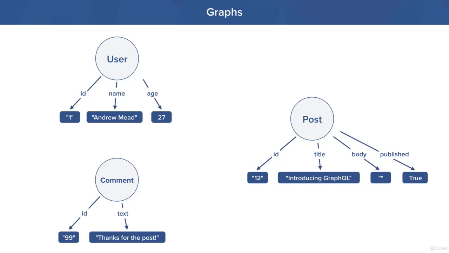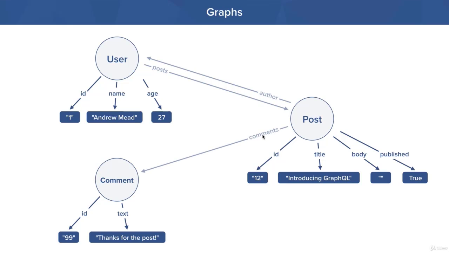Let's discuss how these are related to each other. These types can have relationships among them. A user can have as many posts as he wants, so a user is connected to post, and a post is always related to a certain user. So a post is also related to a user type. They have a relationship among them.